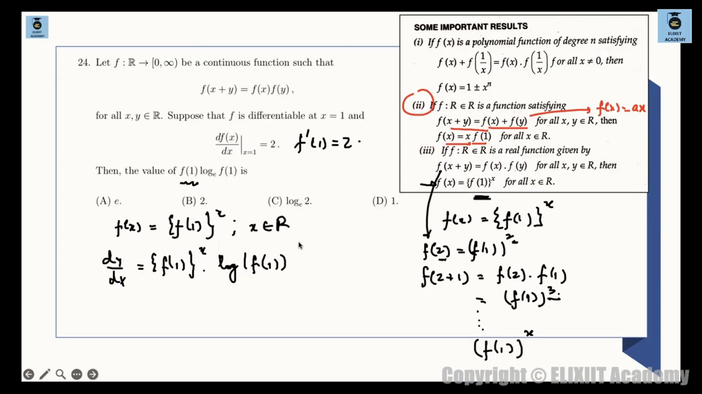तो a आज क्या है, a is basically f of 1, ठीक है। तो dy by dx at x is equal to 1 is how much, this will become f of 1 into log of f of 1, चलेगा। And this is exactly what they have asked to find out.